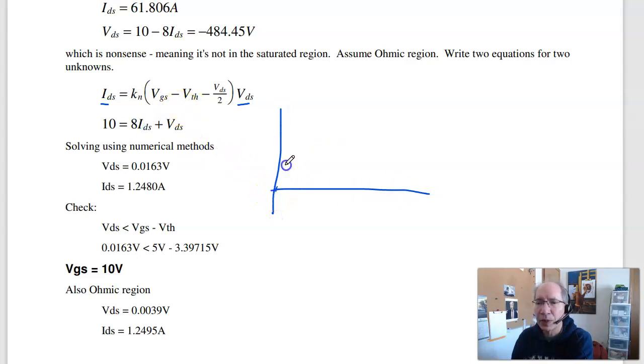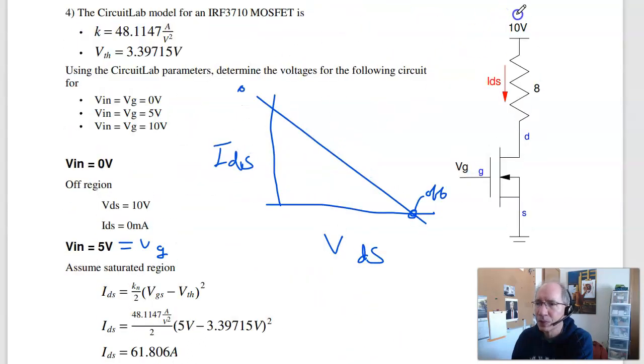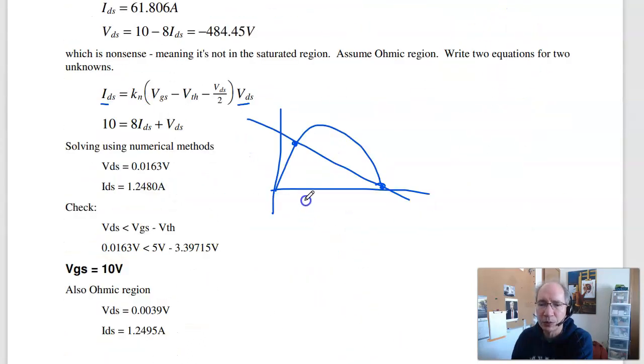This is a parabola that looks kind of like this. And at my load line, there's going to be two answers, one on the left, one on the right. I want the one on the left. So when I do a numerical search, I'm going to start with VDS close to 0, or IDS is close to 10 over 8, 1.25 amps. Keep iterating until the answers balance. And there's your solution. There's also a solution over here. If you get a nonsense answer, you got the wrong solution.